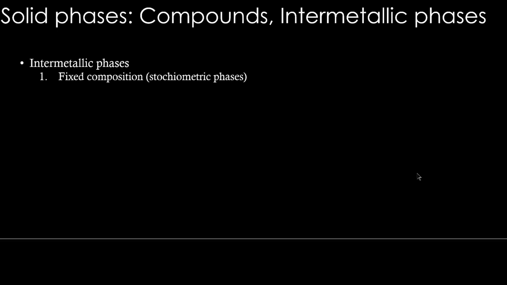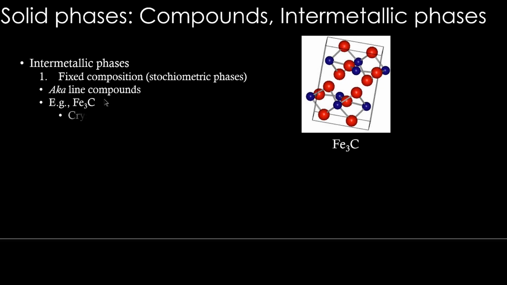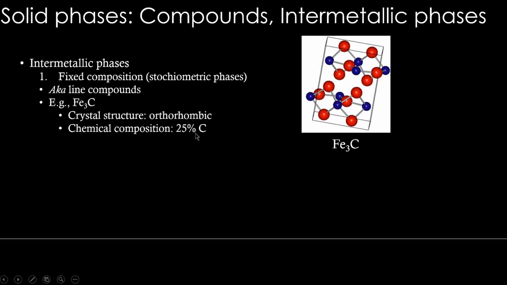Intermetallic phases have predominantly two types. One is stoichiometric phases, which have fixed composition, also known as line compounds. For example, Fe3C. It has an orthorhombic crystal structure and a chemical composition of 25% carbon.